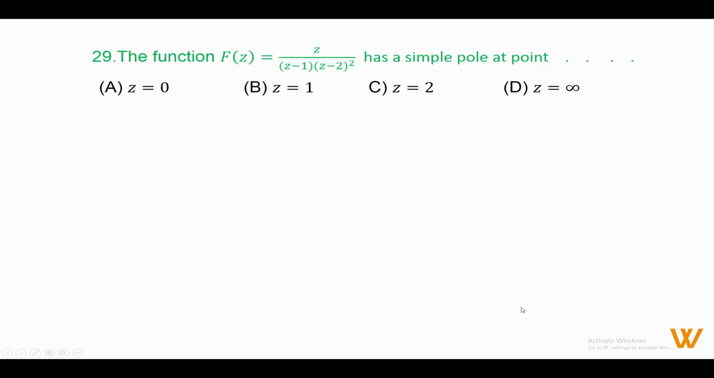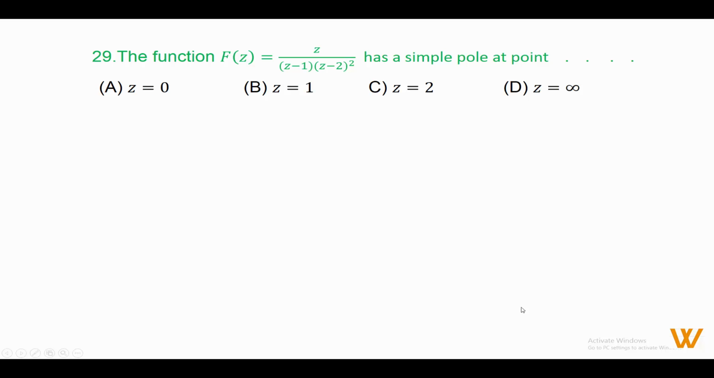29. The function f of z equal to Z upon Z minus 1 into Z minus 2 bracket square has a simple pole at the point dot dot dot. Pole of function f of z means the point at which the value of function f of z is infinity. These points are called poles of the function.